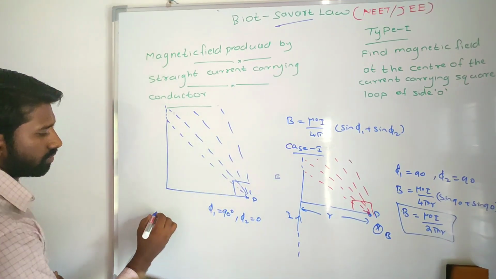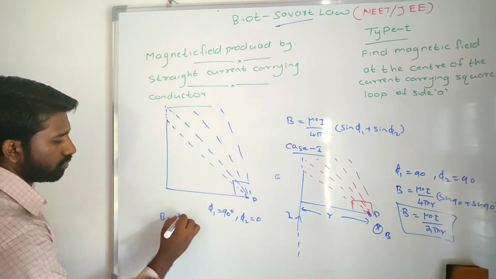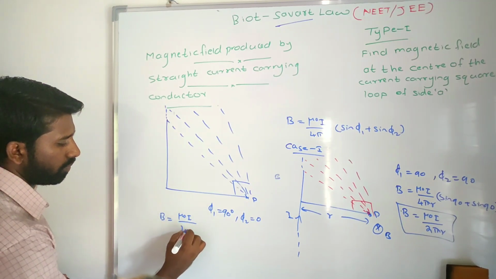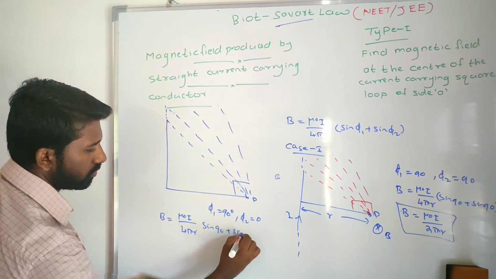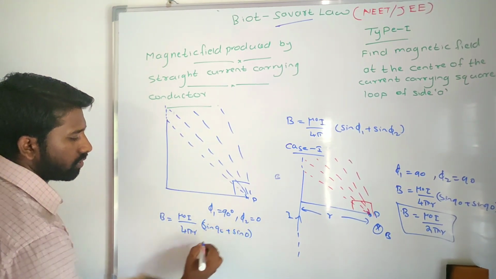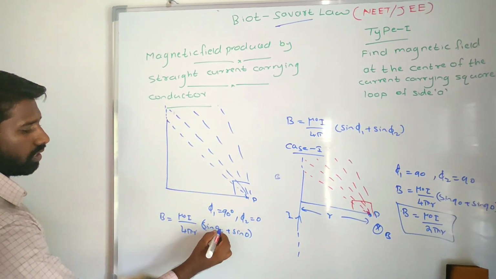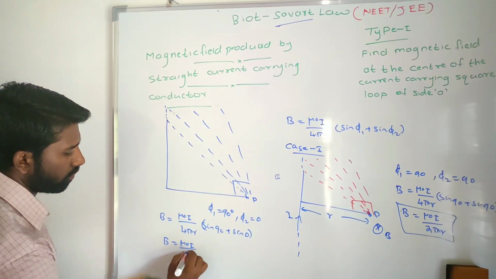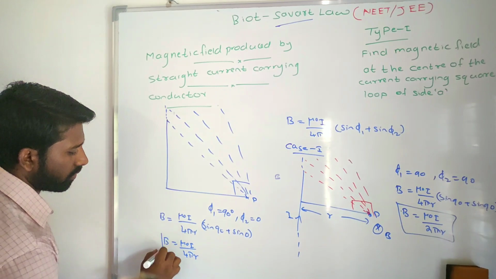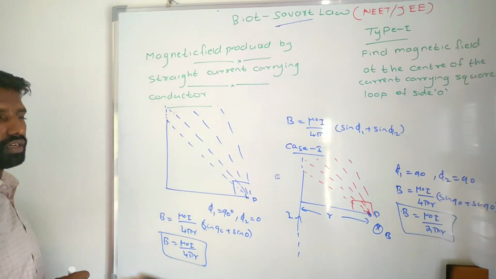Now we can apply it. B is equal to mu 0 I by 4 pi r into sin 90 plus sin 0. What about the sin 0 value? Sin 0 value is 0. Sin 90 value is 1. So B is equal to mu 0 I divided by 4 pi r. Okay. And what about the direction?